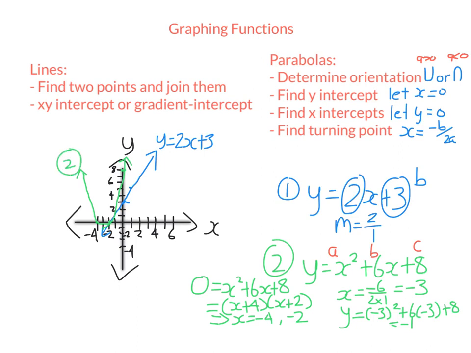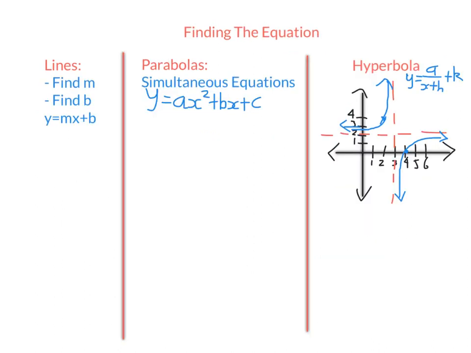Now let's look at the opposite: finding the equation of a function. How we find the equation of a function depends on what kind of function it is. Firstly, for a line, we just need to find m and b, and then the equation will be y equals mx plus b. For parabolas, we're going to use simultaneous equations, and for hyperbolas, we need its graph. Let's start with a line. Let's find the equation of a line that passes through these 2 points. We're just going to follow the steps above.